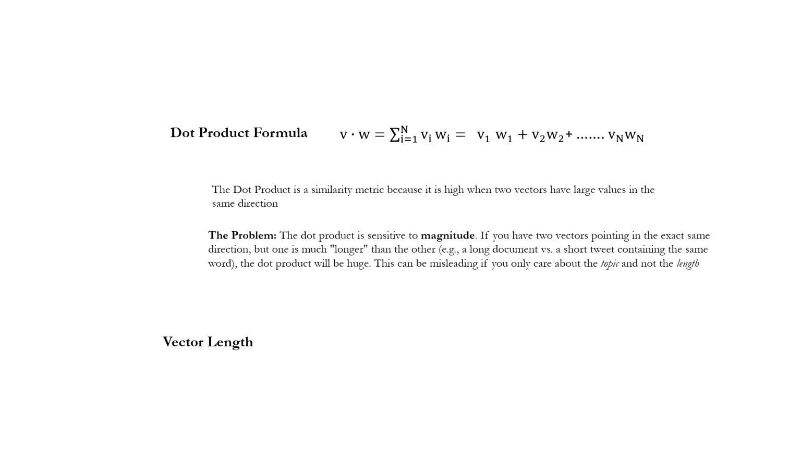So let's talk about vector length. You can see that the magnitude of v is equal to the square root of the summation of i equals 1 to n of vi squared.